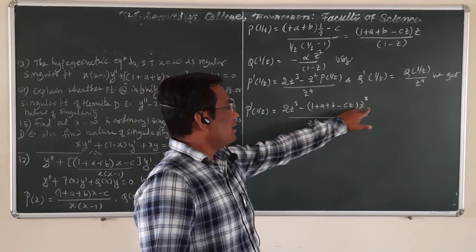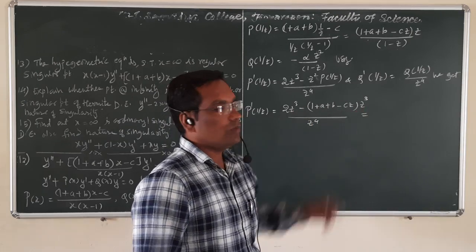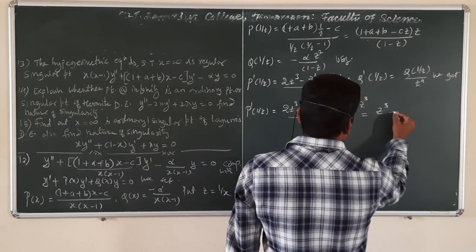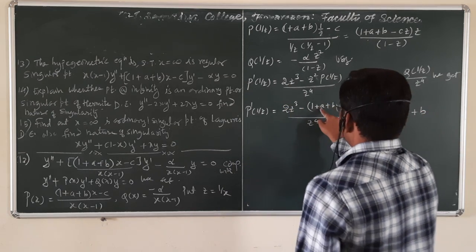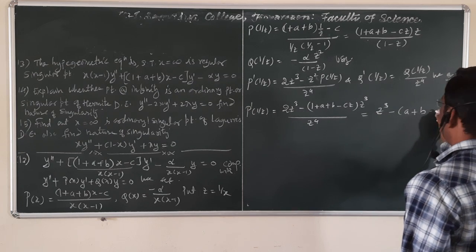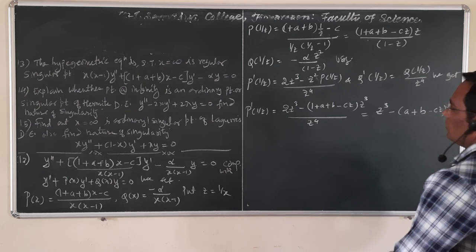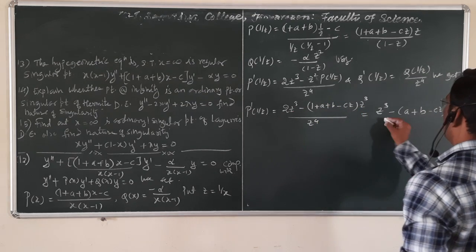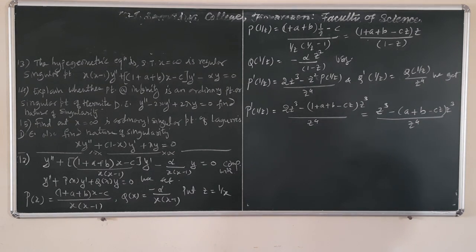Now this is equal to 2z cube minus z cube, so that becomes z cube, minus this a plus b remains as it is, minus c into z, multiplied by z cube. Only this z cube factor will reduce this, divided by z raised to 4. So that is p dash.